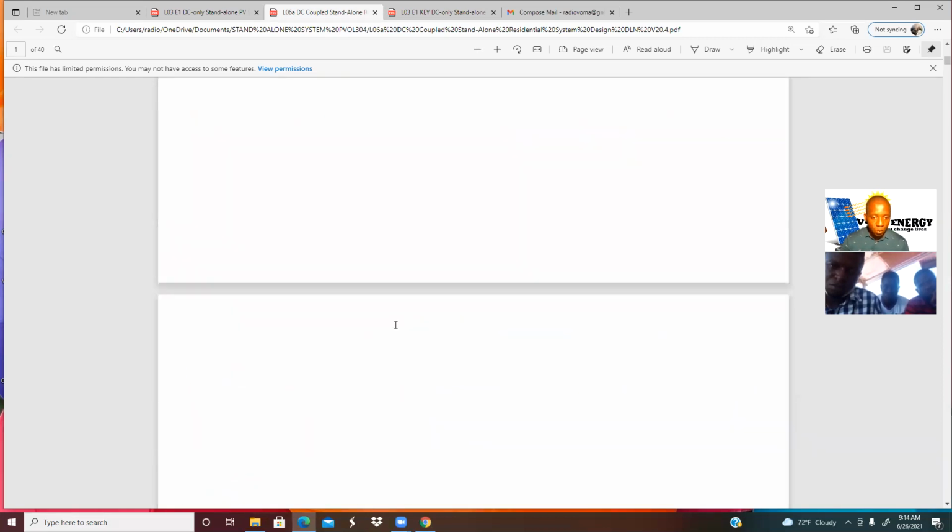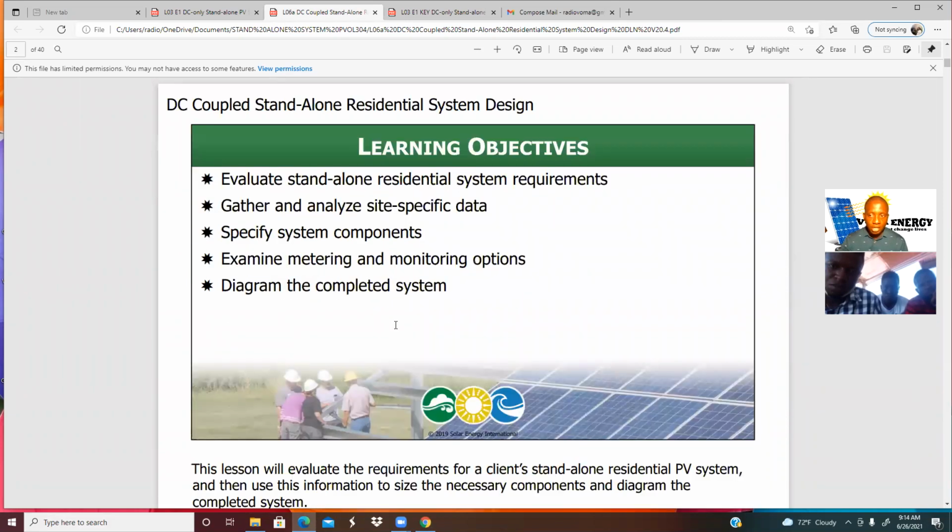Let me go right into the learning objectives of this training. We are going to evaluate the standalone residential system requirements. We're going to gather and analyze the site-specific data. We're going to specify system components. We're going to examine metering and monitoring options, diagrams, and we're going to compute the system.